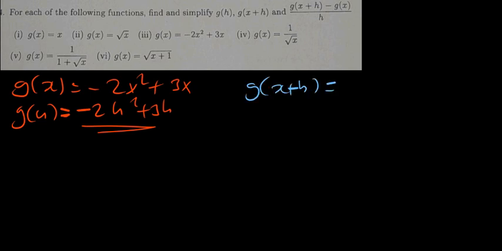It's the one I'm going to solve, where g of x is equal to negative 2x squared plus 3x. Let's first find g of h. So g of h will be equal to negative 2h squared plus 3h. I'm done with the first part. The second one, g of x plus h, will be equal to, where there is x, put x plus h. So it will be negative 2 times (x plus h) squared plus 3 times (x plus h), like that.